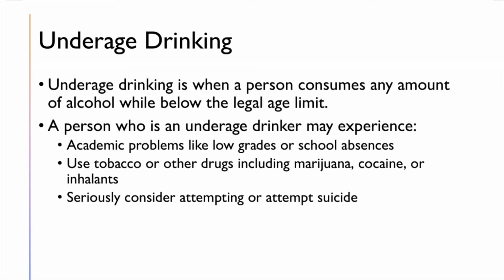A person who is an underage drinker may experience academic problems such as low grades and school absence, and then they are more likely to use tobacco or other drugs including marijuana, cocaine, or inhalants. And finally, they may seriously consider attempting suicide. Sometimes they attempt suicide.